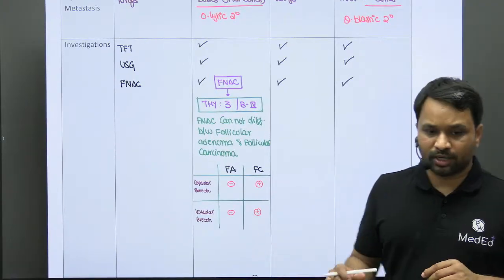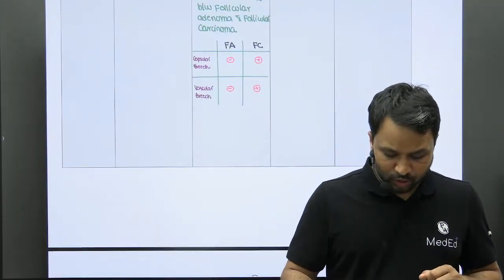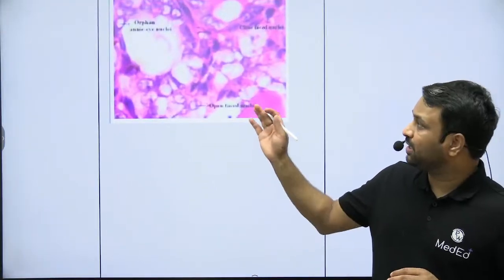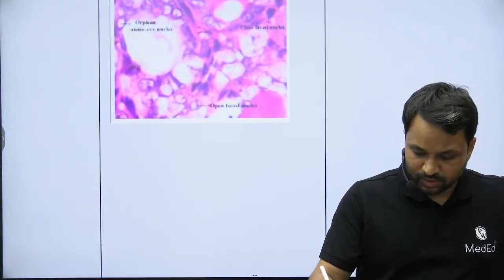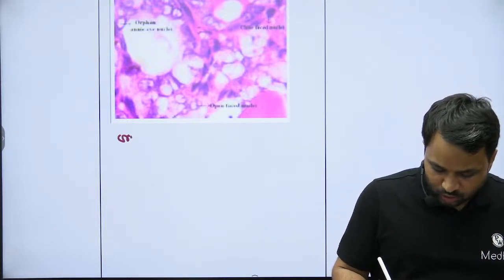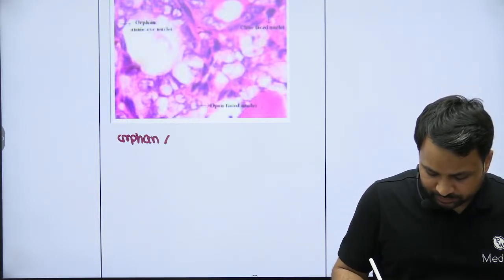On a histopathology, what are the findings that you're going to look across? Now, in a papillary cancer thyroid, you see these empty vacuolated cells. I hope everybody knows it. These empty vacuolated cells are what we call the Orphan Annie nuclei.